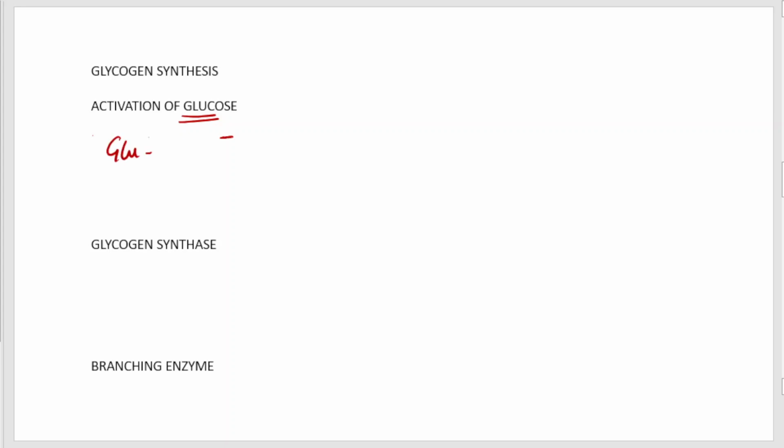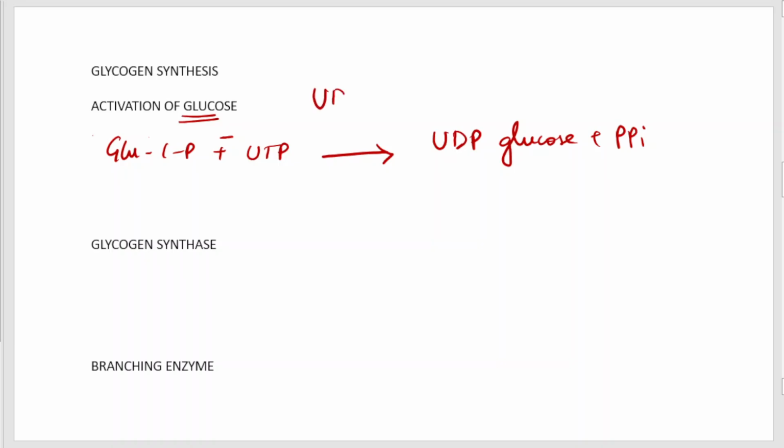Now this glucose 1-phosphate combines with a UTP, uridine triphosphate, and forms what? UDP glucose. It forms UDP glucose, and PPi is released. So here, what is the enzyme? UDP glucose pyrophosphorylase.